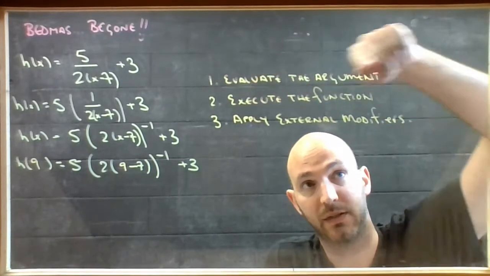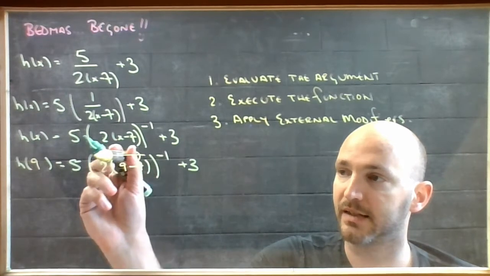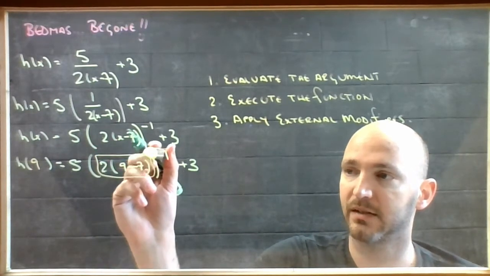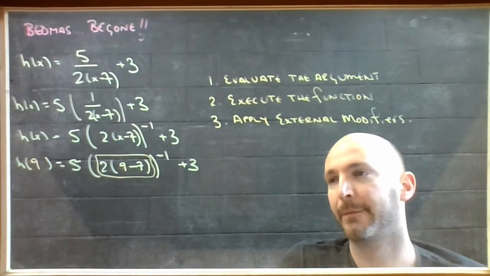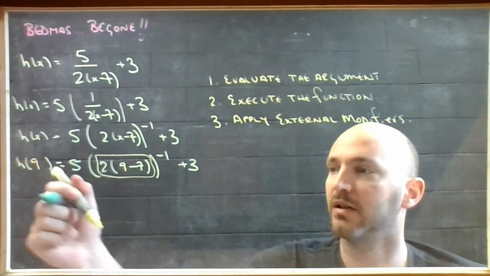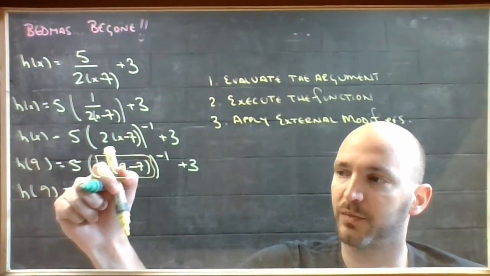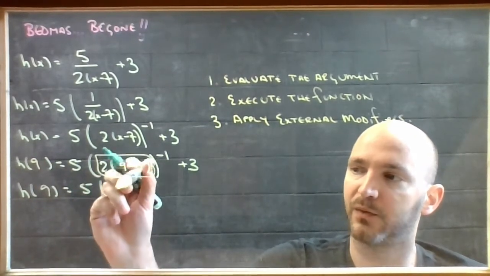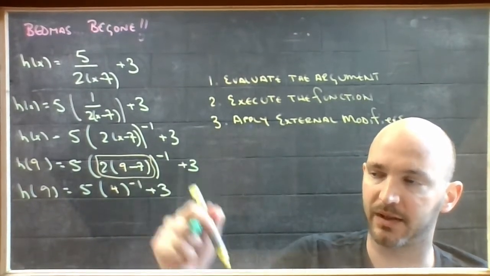So step 1, evaluate the argument. I have to find all the stuff that's in there. That's this chunk of things. And I have to get that done. So 9 minus 7 is 2, and 2 times 2 is 4. So my function here would be 5 times 4 to the exponent negative 1, plus 3.